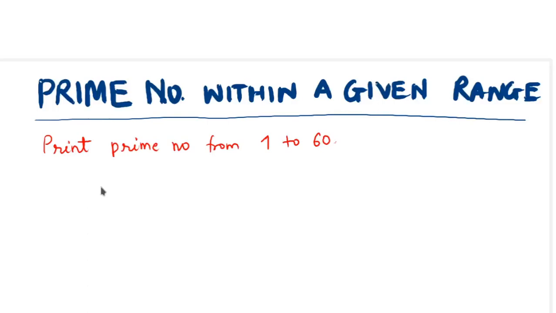The topic for this video is to figure out the prime numbers within a given range, and those prime numbers should be printed. Two approaches will be looked at. First is the naive or brute force approach, and then the optimized approach for getting the prime numbers within a given range.